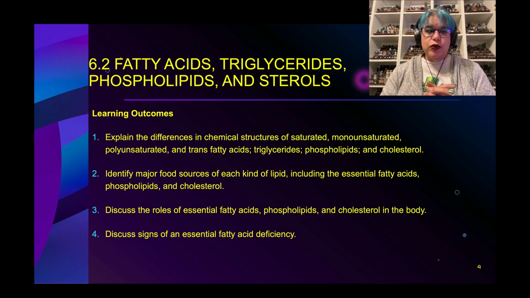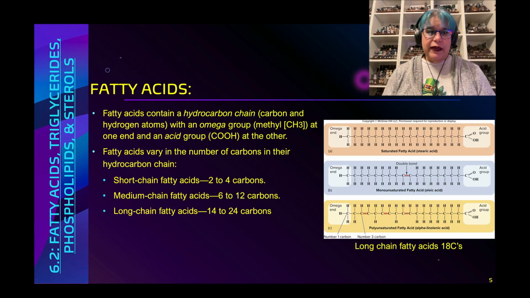Now, 6.2. We're going to explain the differences in chemical structures of saturated, monounsaturated, polyunsaturated, and trans fatty acids, triglycerides, phospholipids, and cholesterol. We're going to identify major food sources of each kind of lipid, including the essential fatty acids, phospholipids, and cholesterol. We're going to discuss the roles of essential fatty acids, phospholipids, and cholesterol in the body, and we're going to discuss signs of an essential fatty acid deficiency.